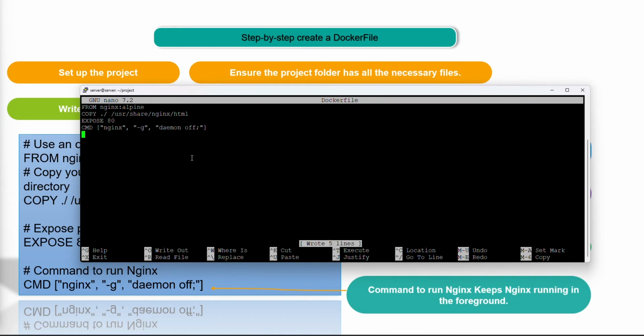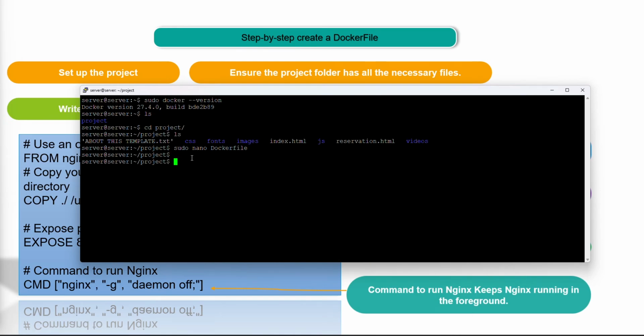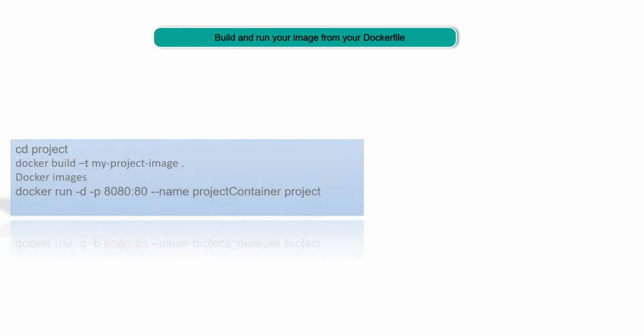Let's save it. Ctrl O, Ctrl X. ls. This is our Dockerfile that we created. Now it's time to build our image from the Dockerfile that we created.